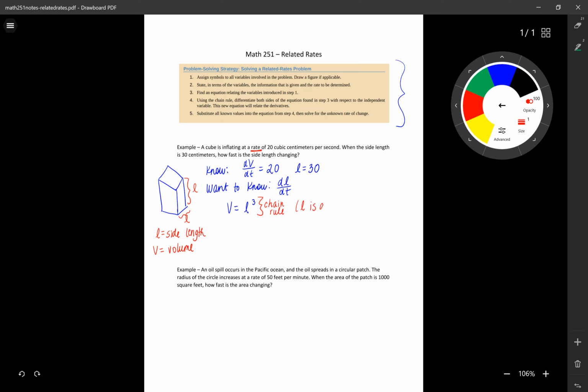L is a function. So using our chain rule here, that means our outer function is x cubed and our inner function is L. And f prime is equal to 3x squared. And g prime is equal to dL/dt.